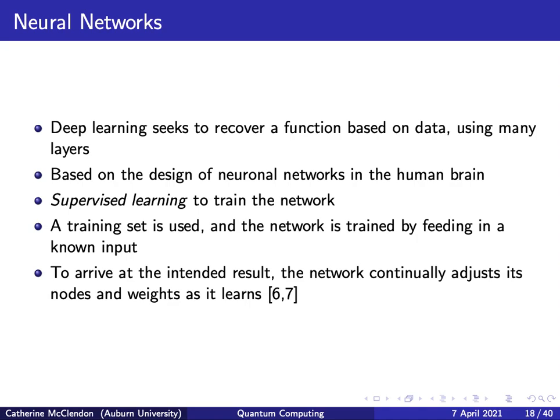Neural networks are a type of deep learning or machine learning, which use a technique known as supervised learning to train the network. So in supervised learning, a training set is used and the network is trained by feeding in a known input, and to arrive at a result, the network continually adjusts its nodes and weights as it learns.